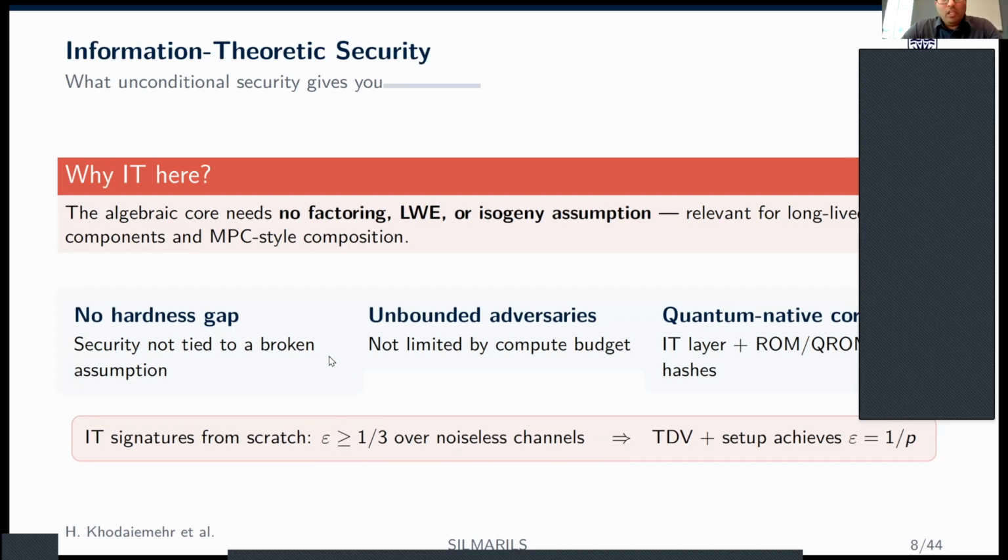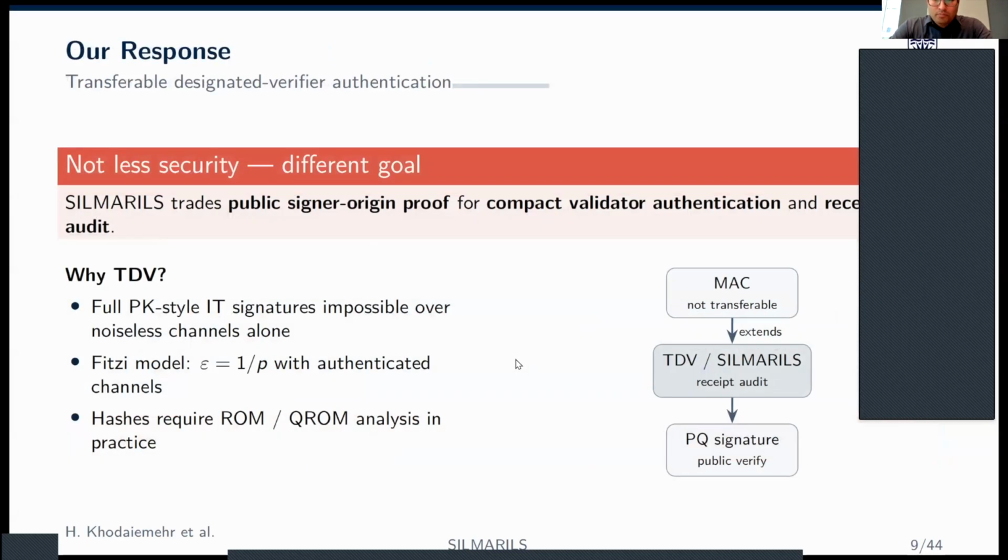You cannot have something very similar to public key encryption and public key signatures, with all their good features, based only on information theory. So this is something like a no-go theorem. What you actually can have, to get rid of this lower bound on epsilon, is moving to transferable designated verifier schemes instead of publicly verifiable schemes.